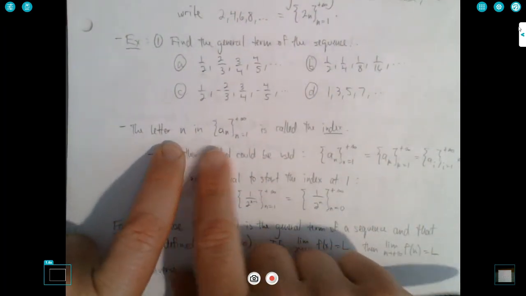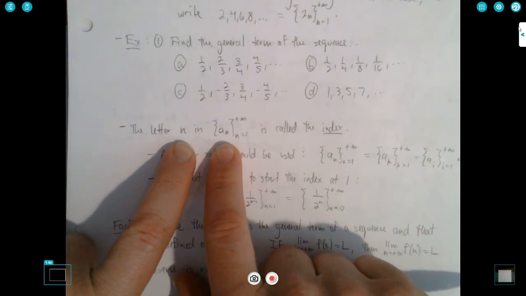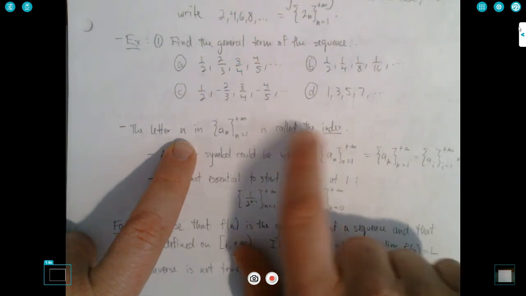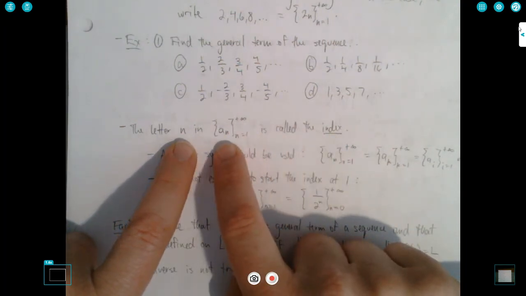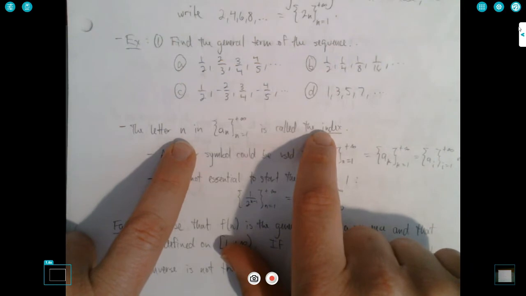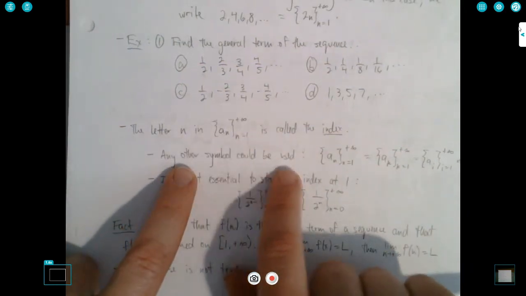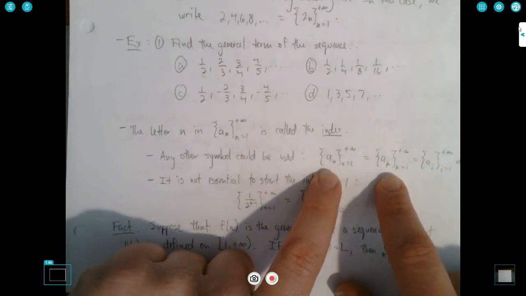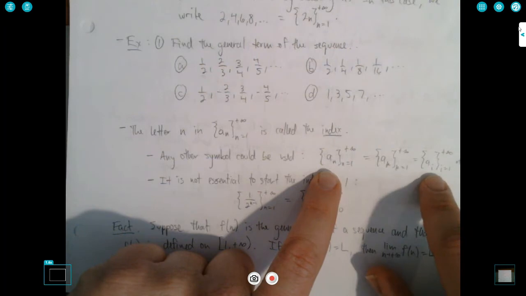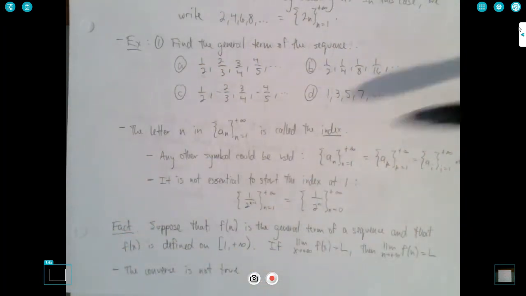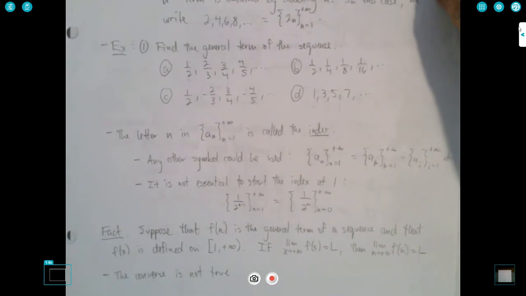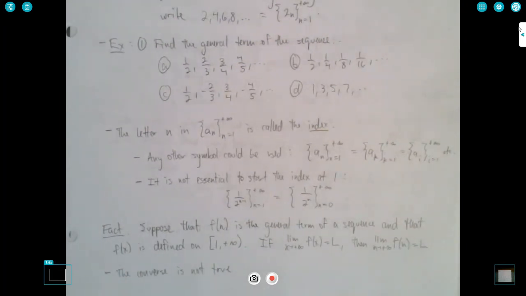The letter n in the sequence a_n from n equals 1 to infinity is called the index. So n just keeps track of what term you're on. And you don't have to use the letter n. Any other symbol could be used, right? So a_n from n equals 1 to infinity is the same thing as a_k from k equals 1 to infinity, and that's the same thing as a_i from i equals 1 to infinity. So these are all common letters that are used to represent indices. n, k, i, j is often used for an index variable. So you can use any symbol.